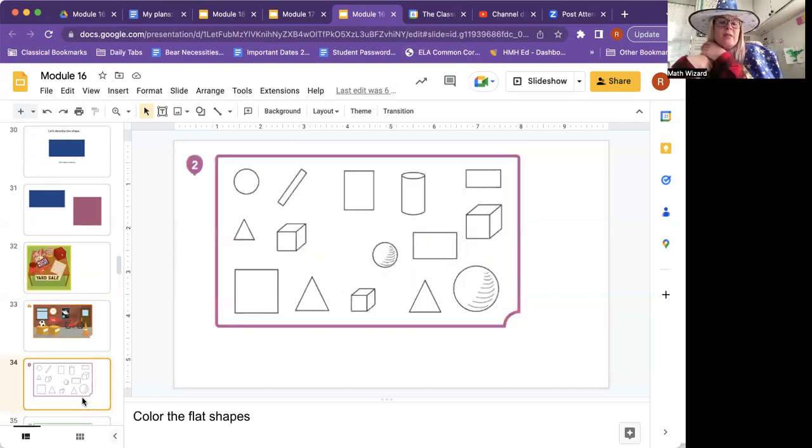All right, and you're going to color the flat shapes. Once again, it's on a piece of paper, Math Wizard, so it's flat. Yes, but remember, some of these pictures represent three-dimensional shapes or solid shapes. Like these, because the lines here represent a sphere, right? And this represents what? A cube, yeah. Good, that's a cylinder, all right? So you're gonna find the flat shapes and color them. So pause this while you do that, all right?